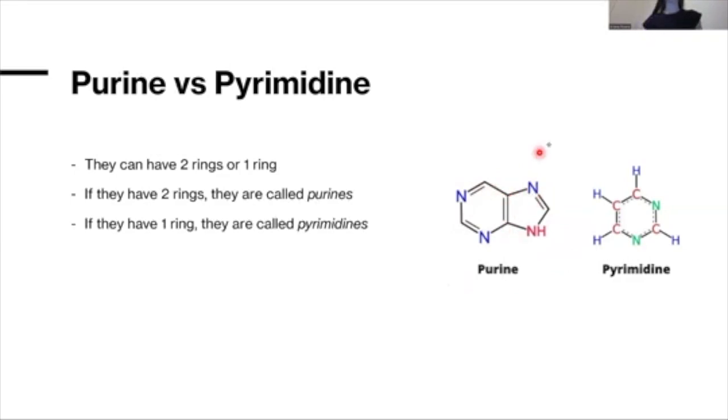And if they have 1 ring, they're called pyrimidines. So here's just 1 ring in the pyrimidine. And the way that I remember this is that the longer word goes with the shorter structure. So the longer word, pyrimidine, goes with the shorter structure. The shorter word, purine, goes with the longer structure.